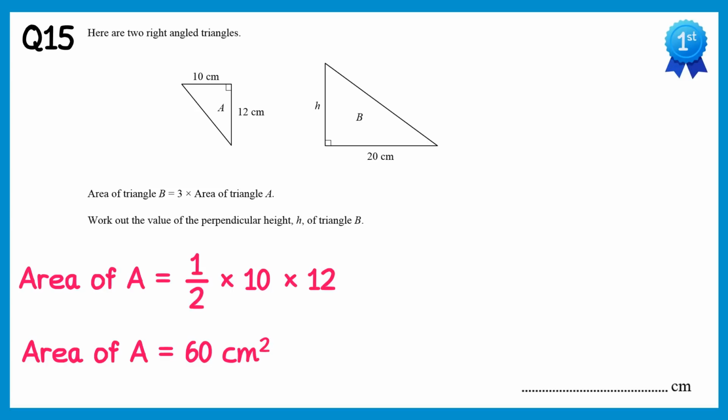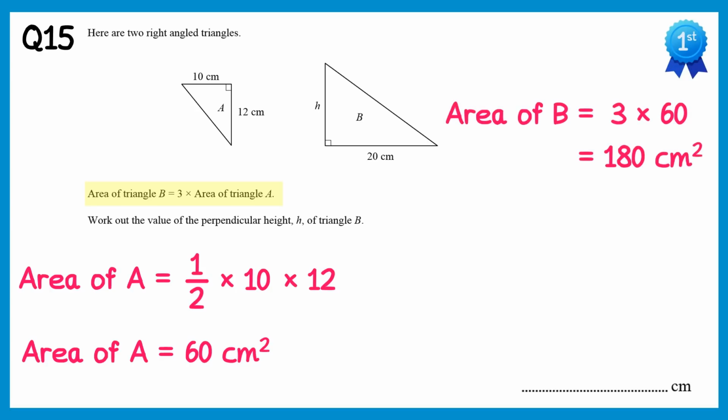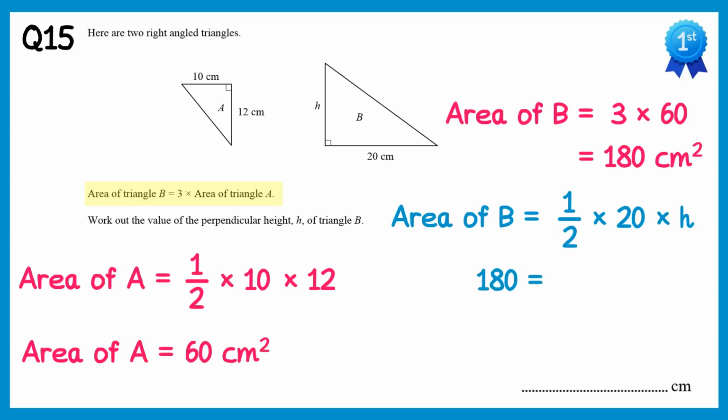In the question, we're told that the area of B is 3 times the area of A, so the area of B must be 3 times 60, which gets you 180. Now imagine we were trying to work out the area of B in the normal way. So area of B equals 1/2 times the base, which is 20, times the height, which we don't know, so we'd call it h. Now we know the area of B, it must be 180.